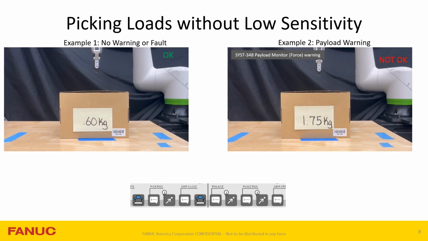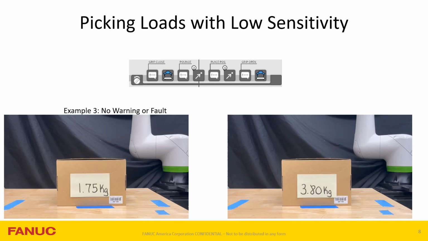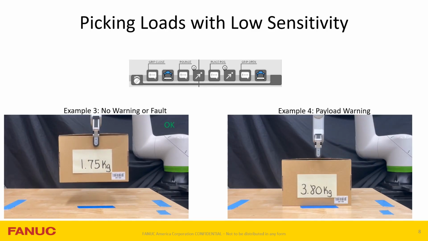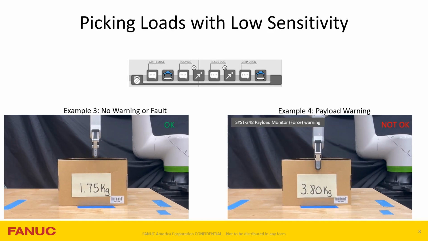The next examples show varying load tolerances while picking with low sensitivity. Example 3 doesn't get a warning or fault when lifting a 1.75 kilogram load, but example 4 gets a payload monitor warning when lifting a 3.8 kilogram load. You can see that there is a slightly larger force tolerance with low sensitivity active.